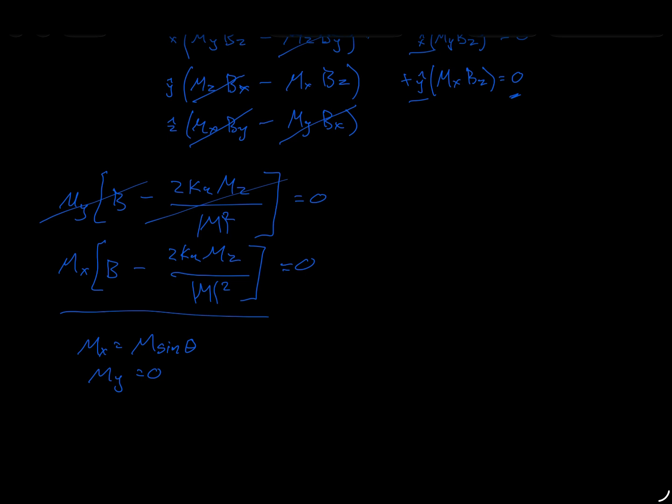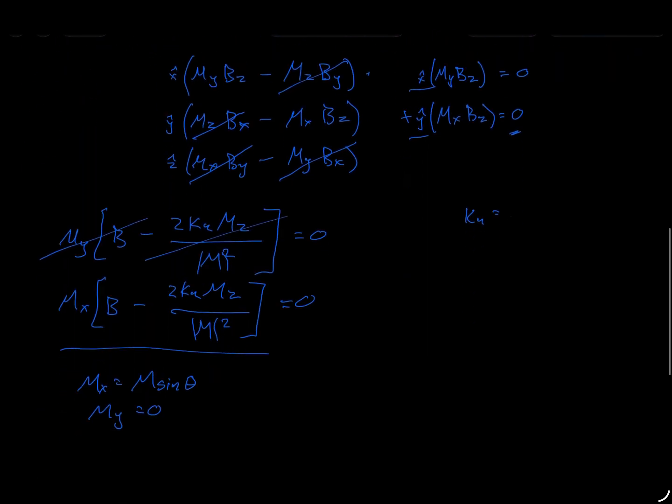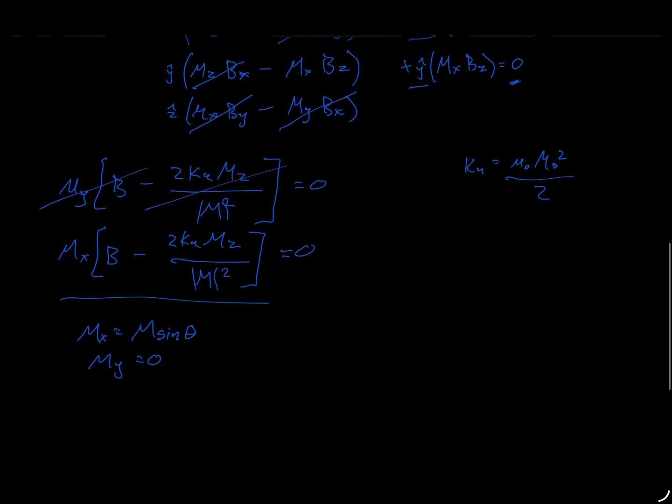Now we're going to remember our Ku, what was that? Okay, yeah, it was mu naught ms squared over 2. Now at this point there's two ways to proceed. You can just take the magnitude of m as being m squared equals mx squared plus my squared plus mz squared. You can do this, right?